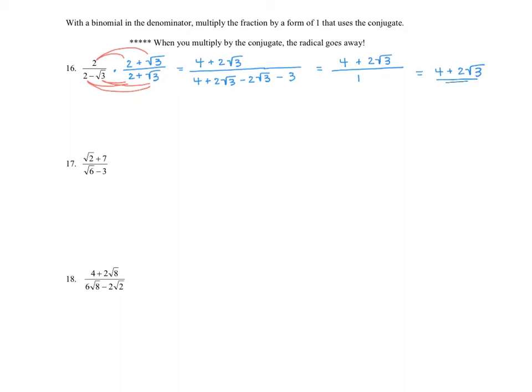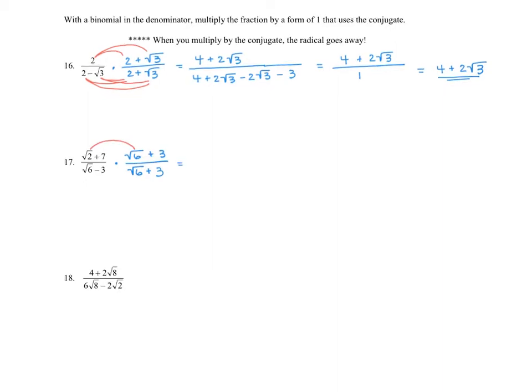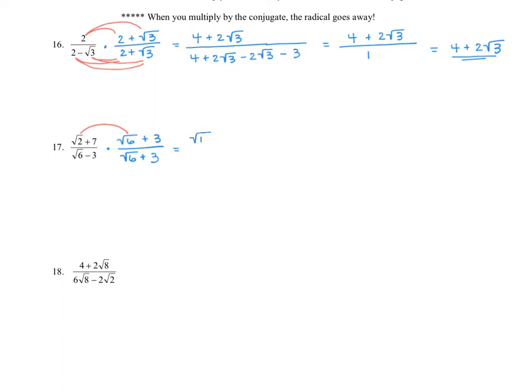In example 17, the conjugate of the denominator would be rad 6 plus 3. So we'll multiply the numerator and the denominator both by rad 6 plus 3. And this time we'll need to FOIL, or double distribute, in both the numerator and in the denominator. So rad 2 times rad 6 is equal to rad 12, and rad 2 times 3 is plus 3 rad 2.